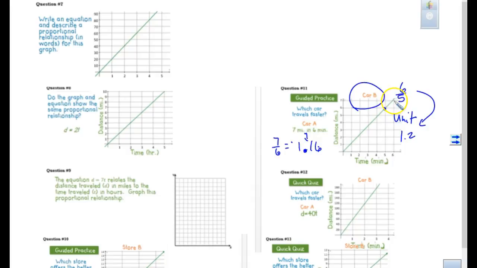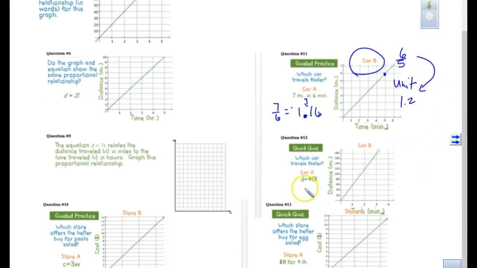Car A is below that and car B is above that. So that could have been one way. But usually if you compare their unit rates, when I look at number 12, the unit rate is 40 miles per minute, right? From that equation. And if I go over here and look at this graph, I see that car B was going 60 miles per 1 minute, which means car B is definitely faster, and I'm comparing their unit rates.